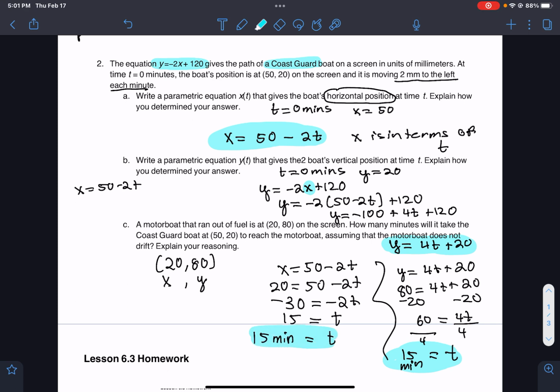So just remember, what is cool about parametrics is you are able to think about horizontal and vertical distances, which not only give you distance, but also give you position. So how long does it take me to get to this position? I hope this helps. And remember, this is just a start.